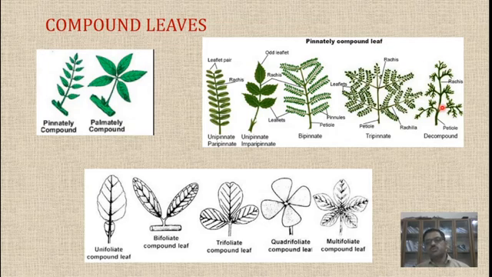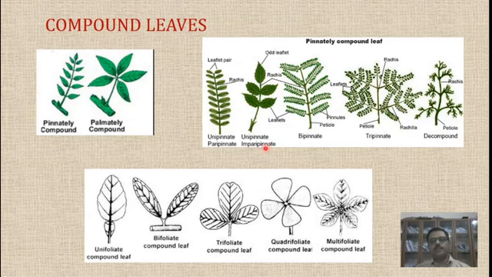When there are more than two branchings, it is a decompound leaf, as we find in coriandrum. Coriandrum is a highly branched compound leaf. Pinnate leaves are again divided into two types. There are paripinnate leaves, in which the leaflets are arranged on either side opposite to each other in pairs. So the number of leaflets is always even.